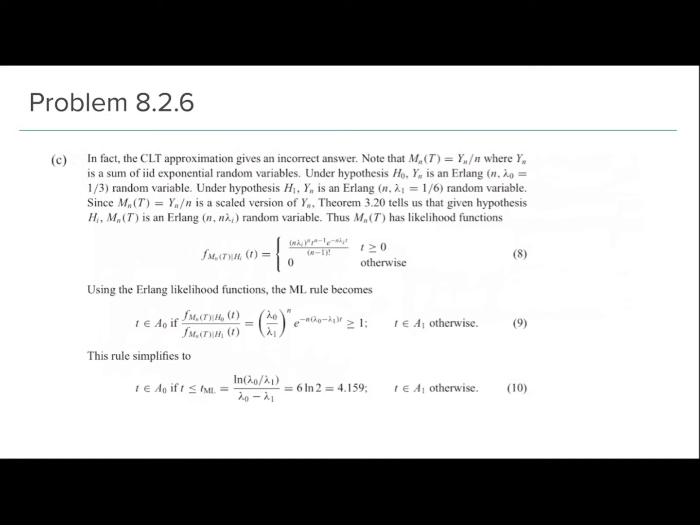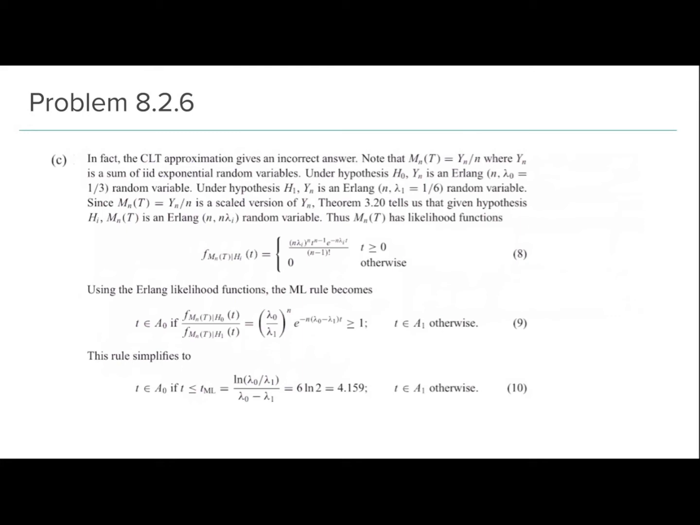So Mn(t) is equal to Yn over n, and it is a scaled version of Yn, which we found to be an Erlang random variable, right? So Mn(t) will also be an Erlang random variable, but now with parameters n and nλi, right? So we essentially found what the PDF of Mn will look like given either of the hypotheses, right?